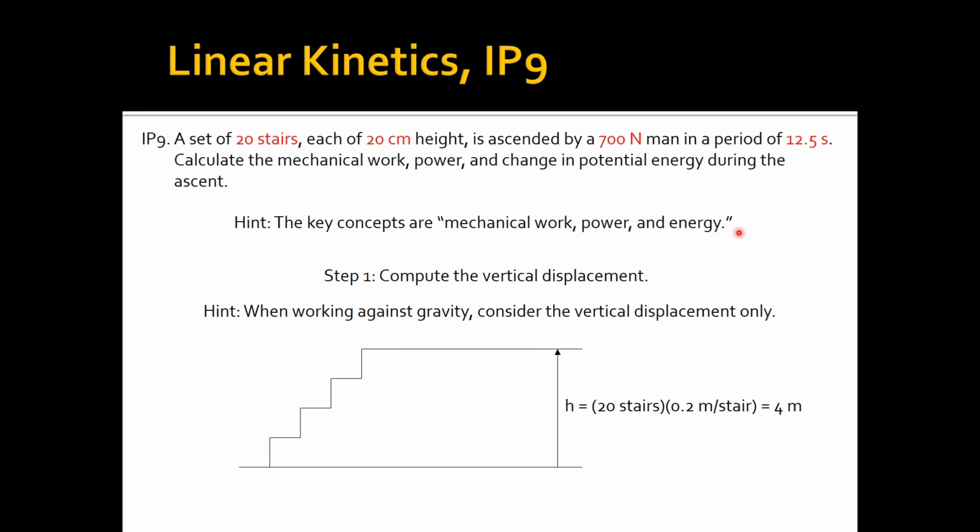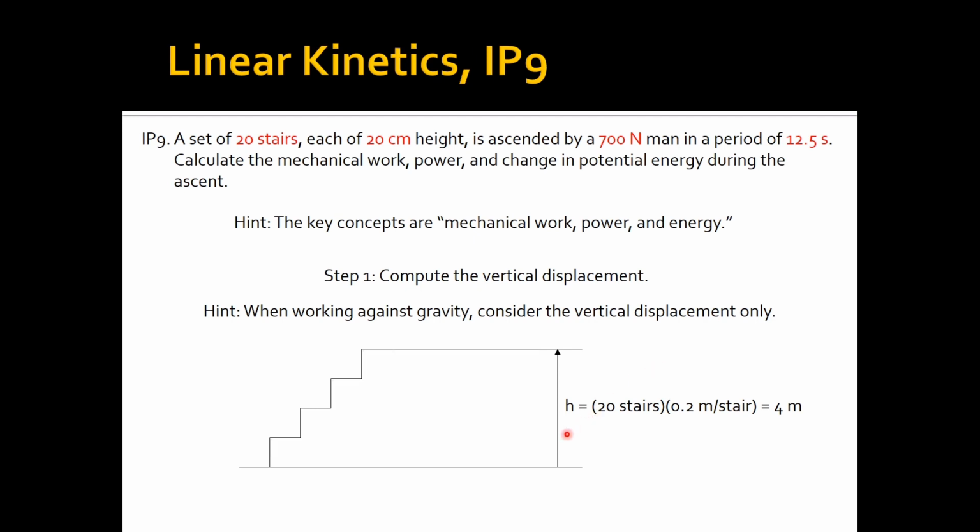In order to calculate mechanical work, recall that mechanical work is force times displacement times cosine theta. So we need to calculate the vertical displacement first. When working against gravity, consider the vertical direction, vertical displacement only, which means the angle between force and displacement is 0 degrees. So cosine 0 will be just 1, and we don't have to worry about the angle here.